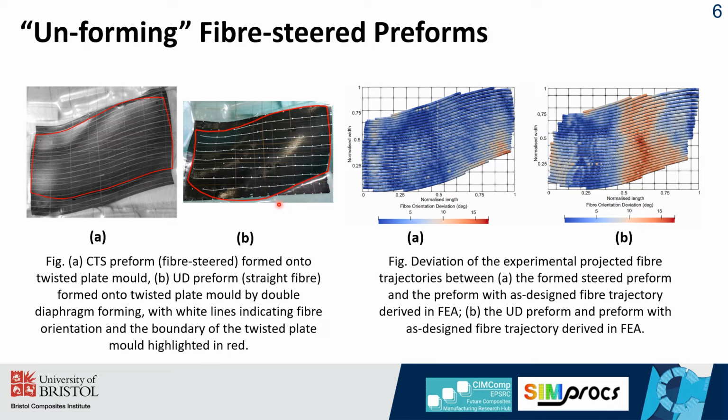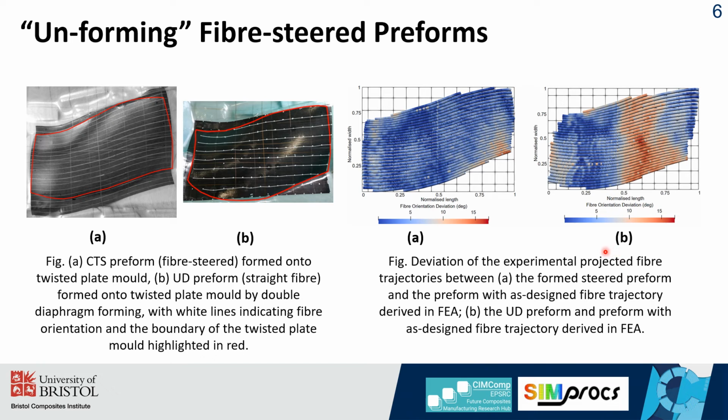The UD preform also has a reduction of continuous spanwise fibers running from the left to the right of the shape. However, in the formed CTS preform, the amount of continuous fiber was greater and the trimming could be kept to a minimum. The figure on your right shows a more quantitative comparison. Deviation of fiber trajectories from the designed fiber paths in the FE forming simulation was compared with the physical demonstrators. Figure A compares the as-manufactured steered preform to the as-designed FE model, and Figure B compares the as-manufactured UD preform to the as-designed FE model.